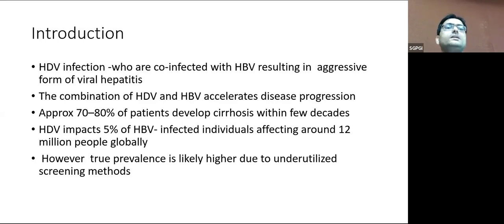In general, up to 5% of hepatitis B infected individuals are also infected with hepatitis D virus. This is the global data, not specific to India. However, as I told, the true prevalence is likely higher due to underutilized screening methods. Because in our country we routinely do not do hepatitis D virus screening, we may not know the actual prevalence of hepatitis D virus. So hence, it is most likely underreported.